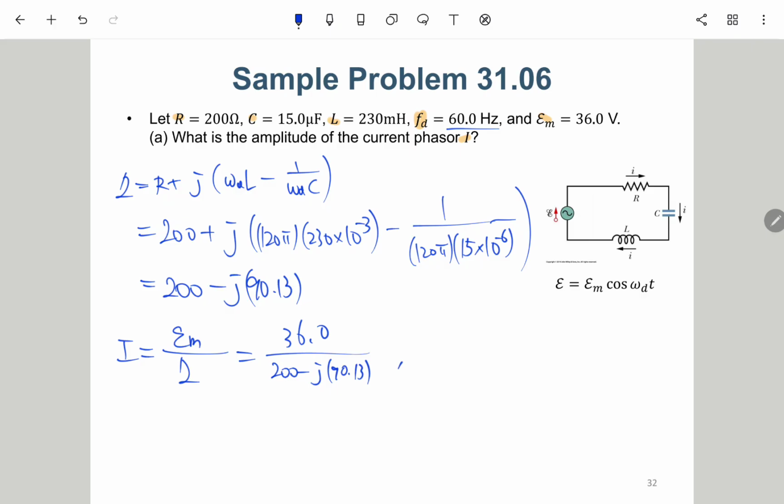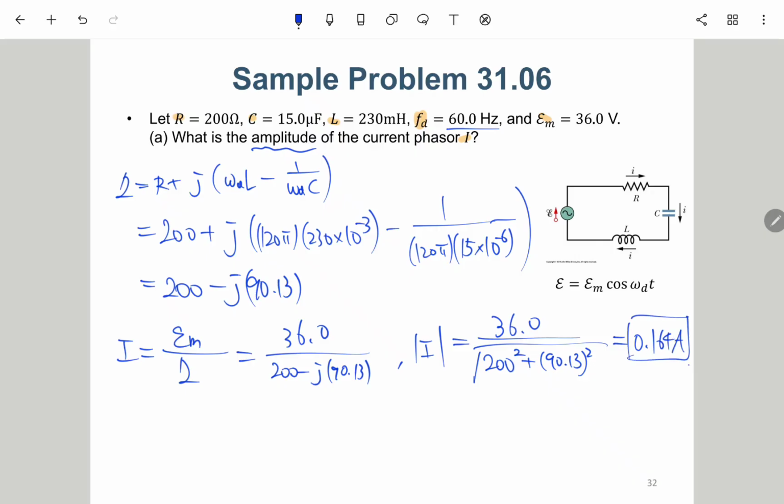Actually it asks you the amplitude, which means that we need to take the absolute value of this phasor, so to make it like 36.0 over the square root of 200 squared plus 90.13 squared. Okay, make it like this. So it is actually 0.1648. Okay, so this is the amplitude of the current going through this RLC circuit.